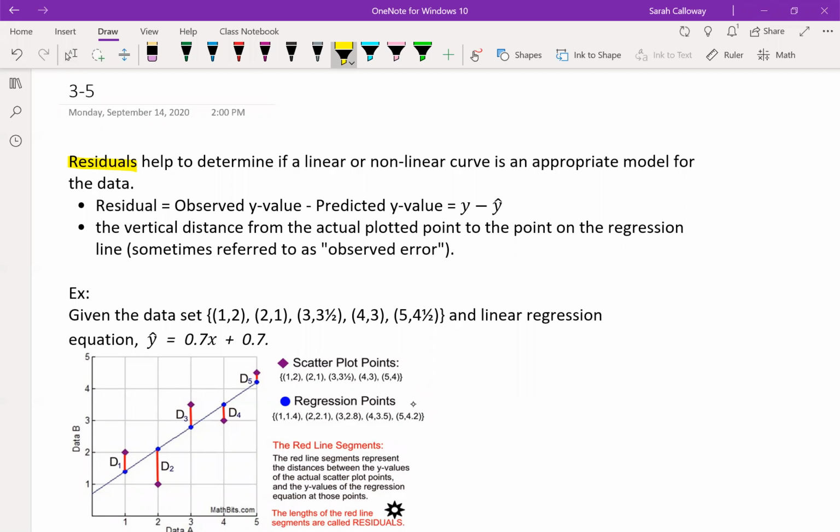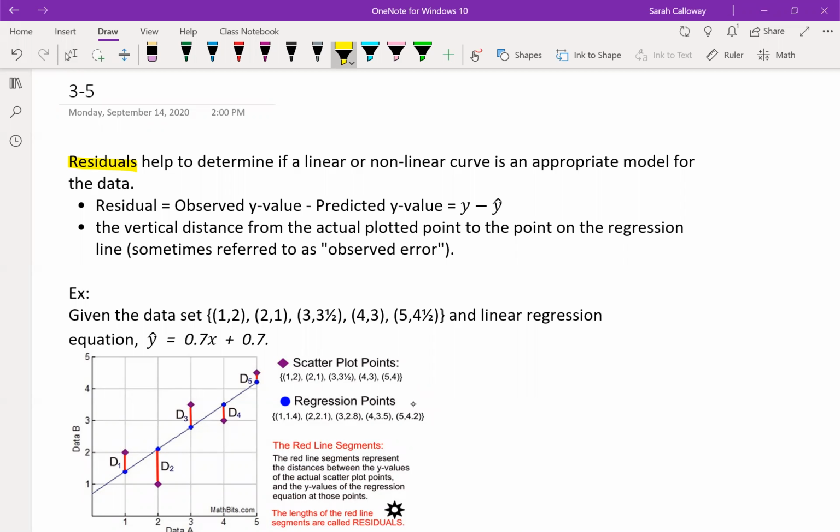So I have an example here that I got from mathbits.com. If I'm given the data set, I have the points (1, 2), (2, 1), (3, 3.5), (4, 3), (5, 4.5). And this creates a linear regression equation, y hat equals 0.7x plus 0.7. They've plotted the scatter plot points using these purple diamonds. So those are our scatter plot points. And then they found the regression points.